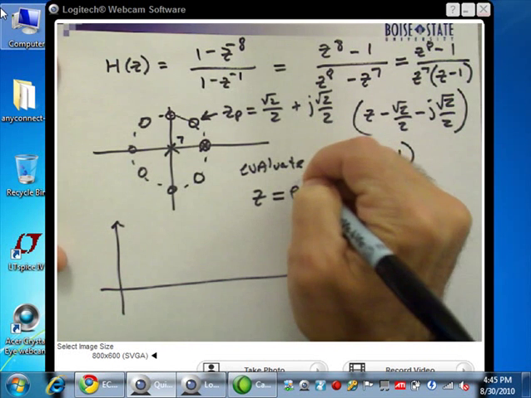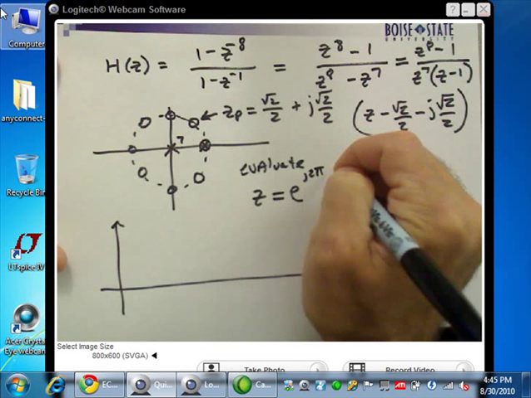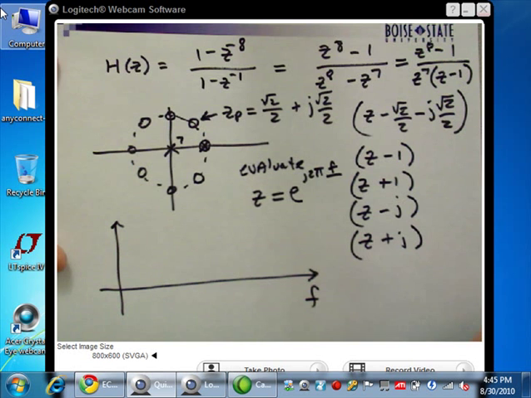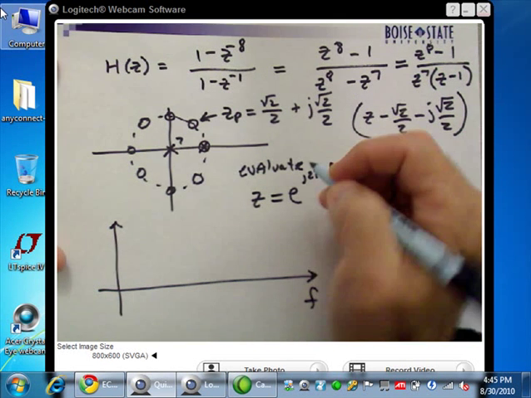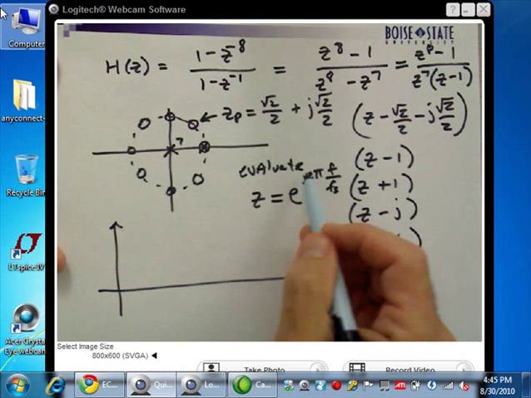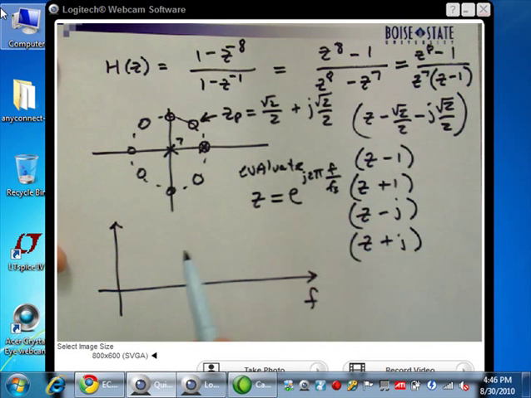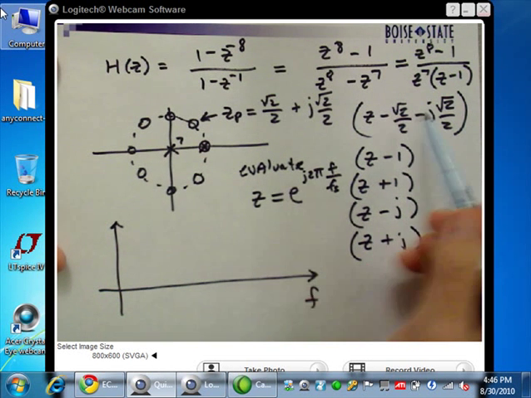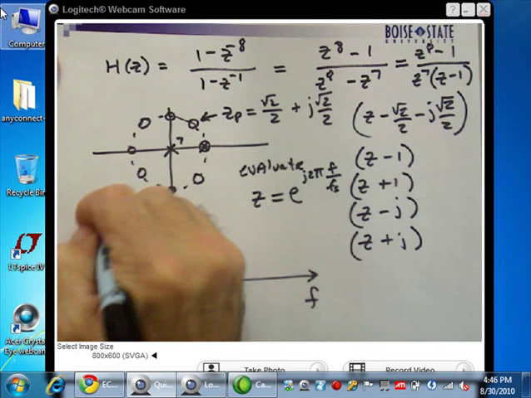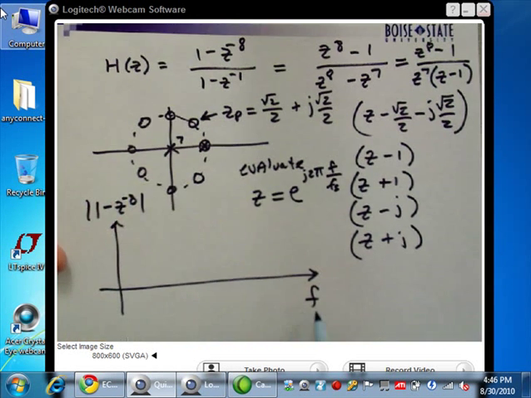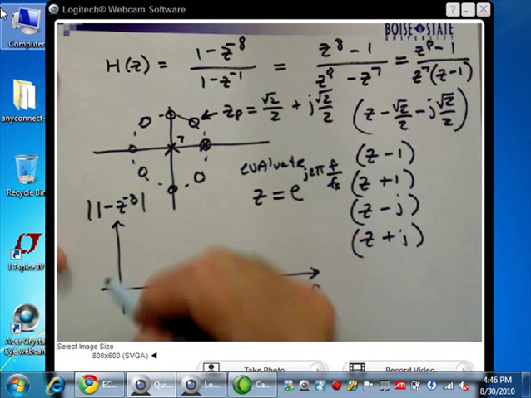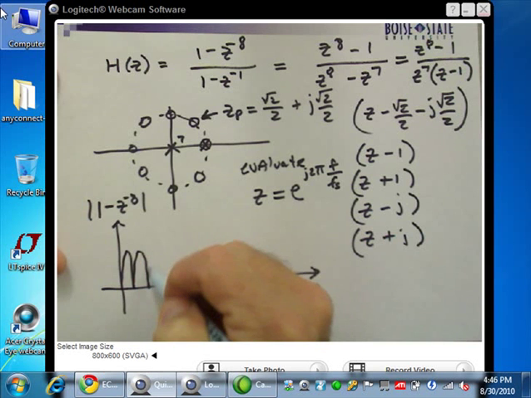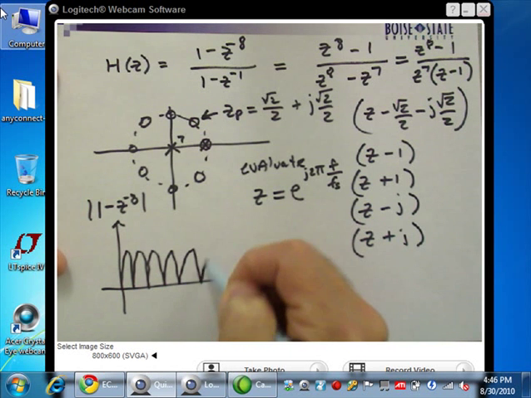z is equal to e to the j 2 pi f over fs, right? Whatever the sampling frequency is, e to the j 2 pi f Ts. Remember, because now we're varying the frequency as we move around the complex plane. So if I plot this now, evaluating it that way, if I plot here the magnitude of 1 minus z to the minus 8, in the frequency domain, what do I get? I'll give you a hint, comb filter. Yeah, I get this, right? And what's the amplitude?